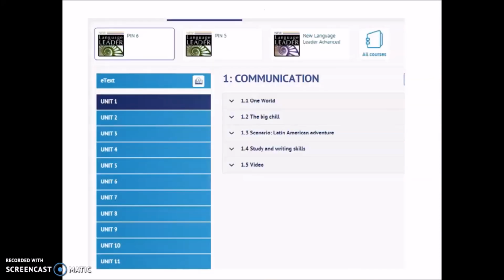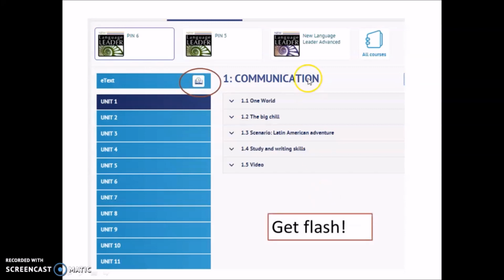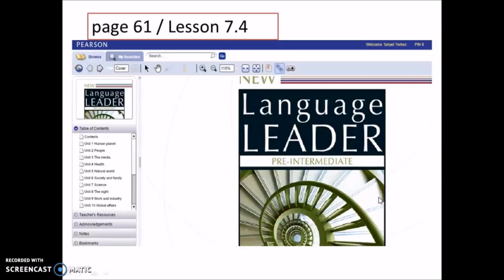Then you will have this page. These are some extra activities that we will assign you later in the week. But for now, I want you to click on e-text. And then you will see something like this on the screen, most probably on the top somewhere here. Please click on that and get Flash. And after that, you will have this screen, your book. Okay? So stop the video and please get the book and then come back.